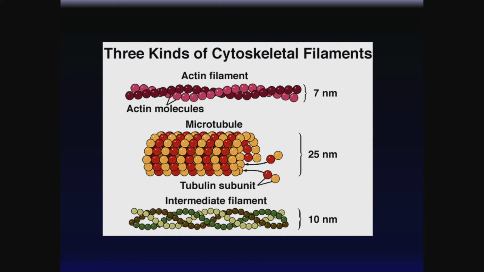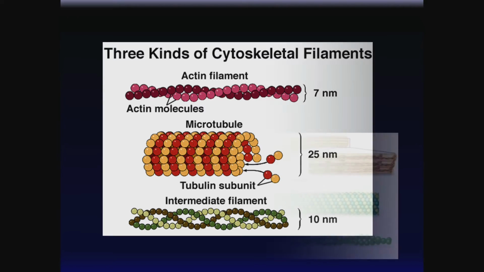And here's how they look. The actin filament looks like this. It's like two strands of beads twirled around each other. They're smaller than the microtubules. You can see they're much smaller, a third of the size. And this is the intermediate filament between. So these are the three major types of filaments that comprise the cytoskeleton.